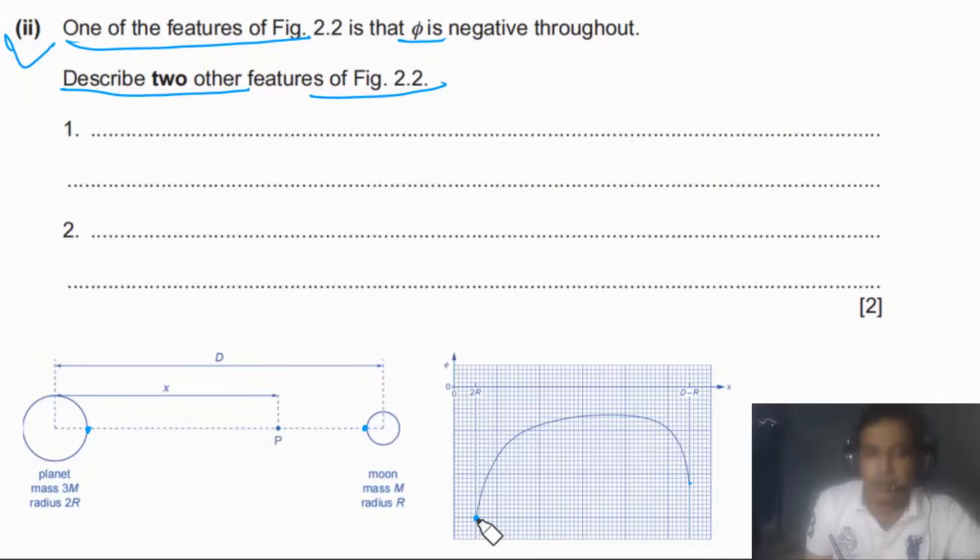The potential here is more negative as compared with this potential. So simply we can say the potential here, phi, is smaller. So the potential at the surface of the planet is smaller.